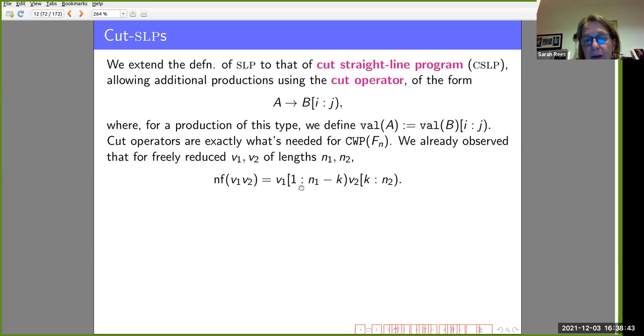So we're taking the prefix of the first word of length N1 minus K and concatenating it with the suffix of the second word of length N2 minus K. So we're concatenating this subword of V1, which is a prefix of V1, with this subword of V2, which is a suffix of V2. So we're concatenating the output of two cut operators, basically.